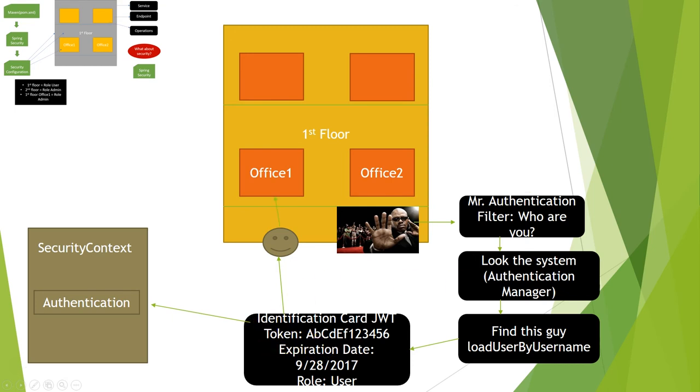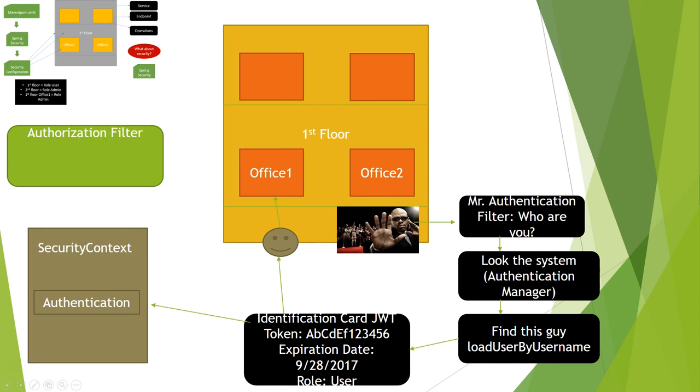Okay, now we have our authentication, we have our identification card, and we will try to access the office one, or the operation one. Once we try to access the office one, we will find another filter, because Spring Security works with different filters. So we have the authentication filter that will ask who you are, and we have the authorization filter, and this authorization filter is about what you can do inside my services.